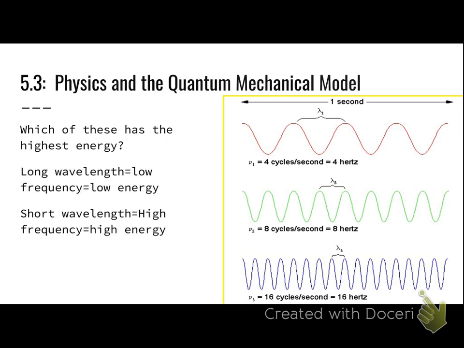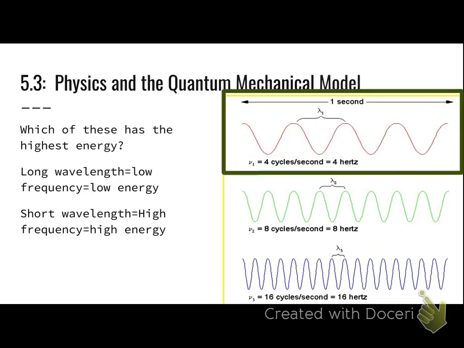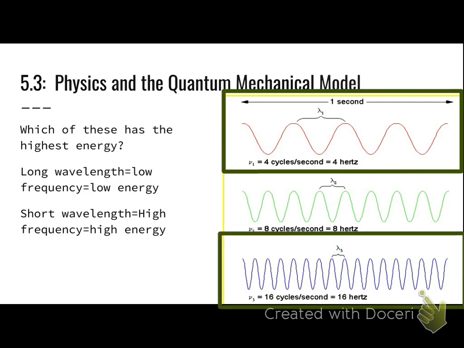We should have selected that the bottom wave has the highest energy because we can see that it's got the highest frequency. Remember, a long wavelength is going to have a low frequency and a low energy. That's what we see in this first wave here, where we have the longest wavelength and we've got the lowest energy. The highest energy is going to have a high frequency and a short wavelength.